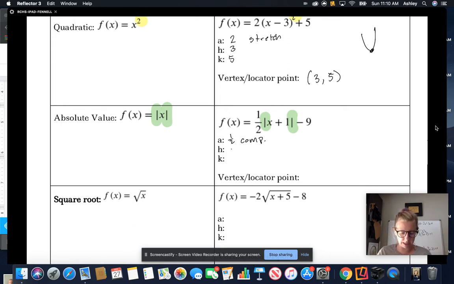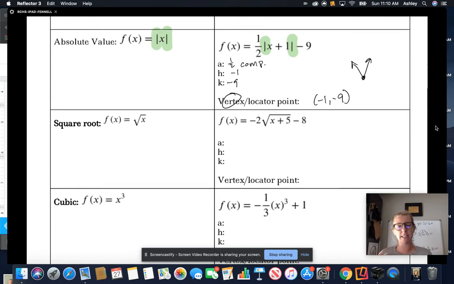My h value in this case is -1. Again, I don't see the subtraction anymore, so it must be a negative h value. And then my k value is 9. Again, this is a vertex, and it will be at -1, -9. So we will get something that looks like this with our vertex at -1, -9.